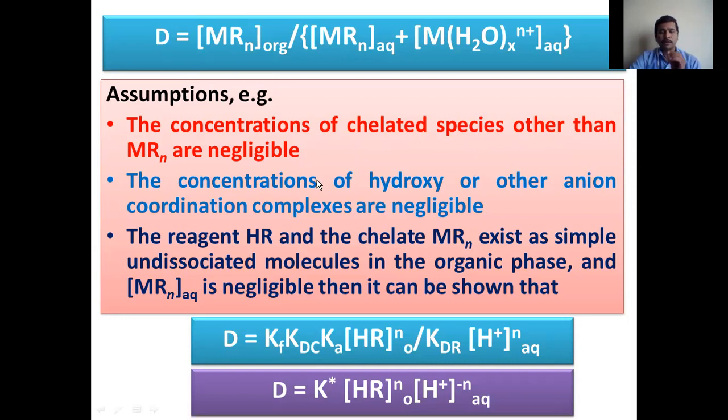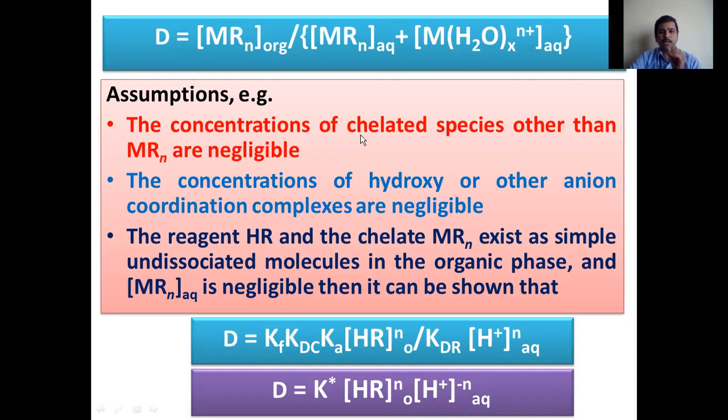Apart from MRN, the concentration of other chelated species is negligible. This means we must assume and ensure that, either in the aqueous layer or in the organic layer, apart from MRN, nothing should be present. If there is anything present in the uncharged metal complex form, that will also contribute to the extraction, and extraction efficiency will become inaccurate in such cases. So this is the first assumption.